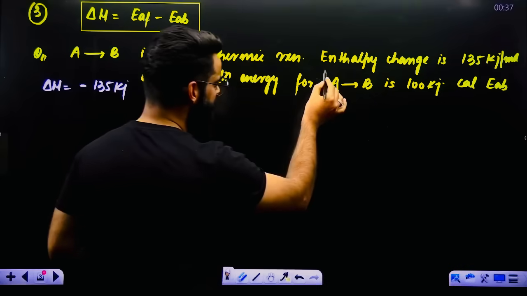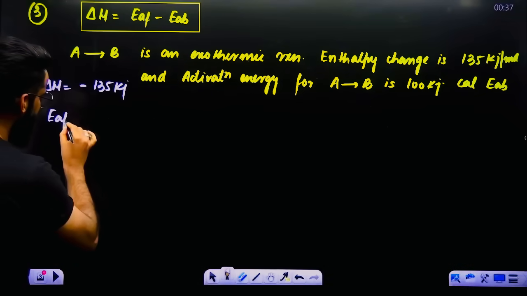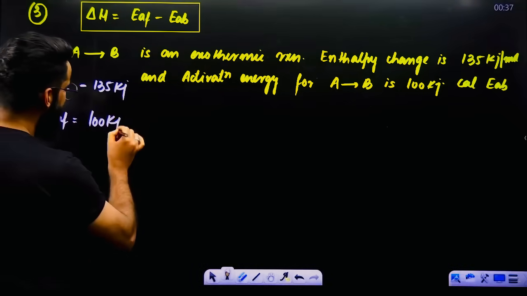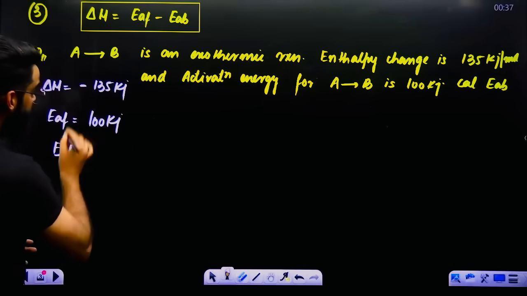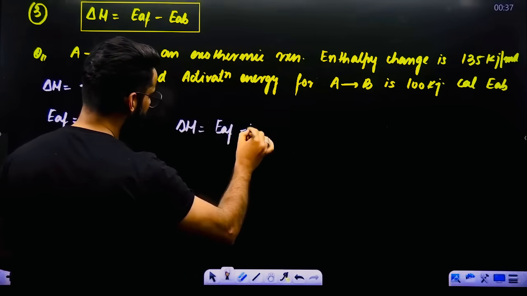Activation energy for the conversion of A into B. A into B means activation energy of forward reaction is given to me. How much is that? That's equal to 100 kilojoules. And my dear students, I need to calculate EAB. Now you already know the equation. Your delta H is nothing but EAF minus EAB.